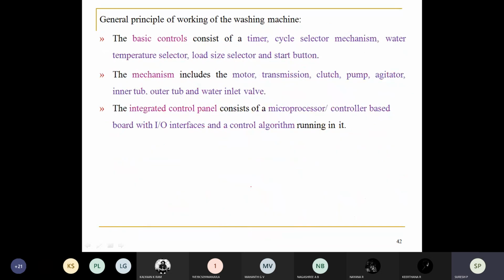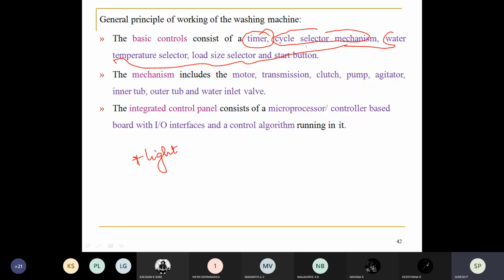If you take the general principle of working of the washing machine, the basic control units consist of what? First, a timer for how much time you are going to set for your washing machine to work. Second, the cycle selector mechanism, what type of cycle you are going to have, and the water temperature, that is how much temperature the water should be. Then the load size selector, whether it is light, medium, or heavy. Then you have the start button, as I have shown in the previous figure.